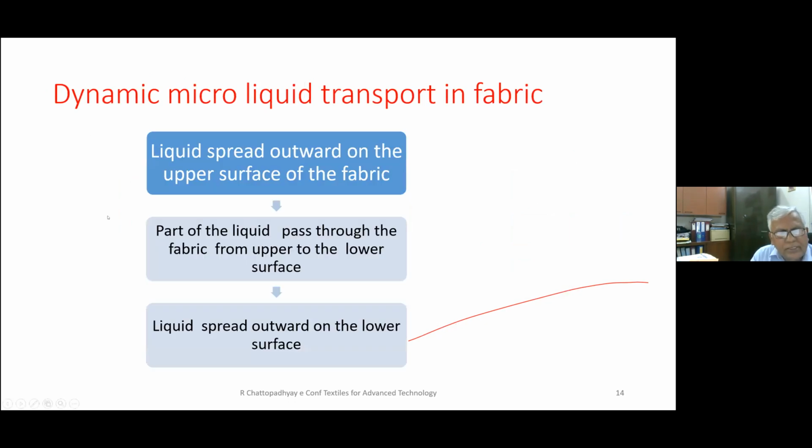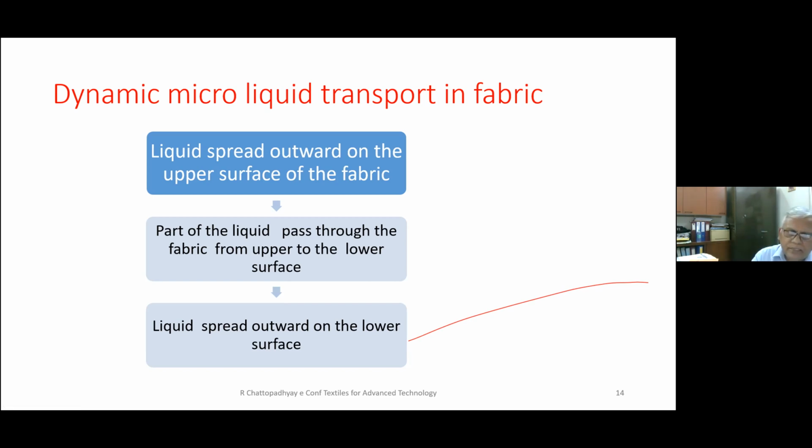Then another study which was done, that is the dynamic micro-liquid transport in the fabric, where a drop of liquid was placed on the fabric, and how this liquid drop spreads out over the top surface of the fabric, as well as goes down and then gradually starts spreading out at the lower face. So what happens? The liquid spreads outwards on the upper face of the fabric first, followed by part of the liquid passing through the fabric from the upper to the lower surface, and then as it appears on the lower surface, it starts spreading over there.